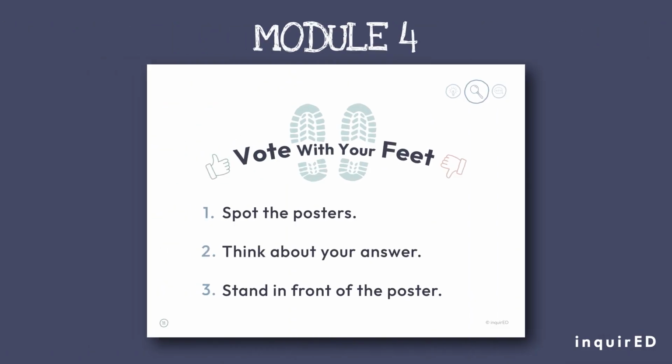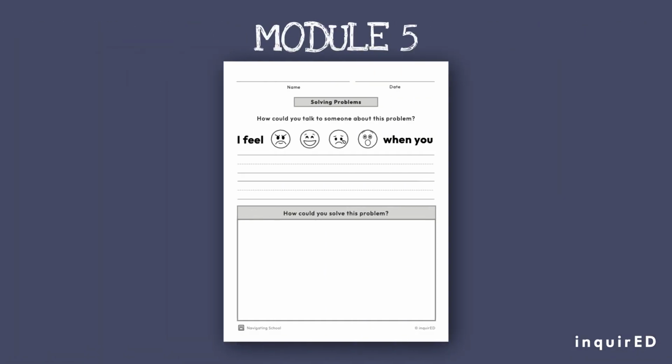In Module 4, students engage in kinesthetic protocols like Vote with Your Feet and Rocket Ship to help them explore their own roles at school and how they can make school a better place. In Module 5, students explore how to talk and work it out when they encounter problems at school and how they can become a problem solver.